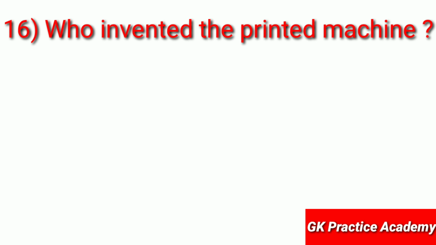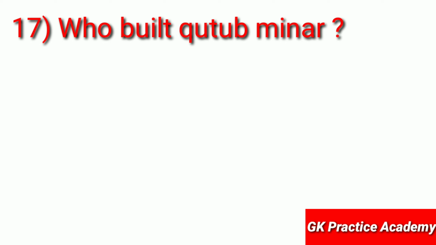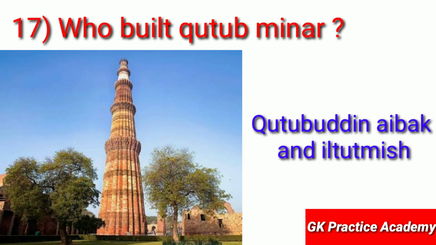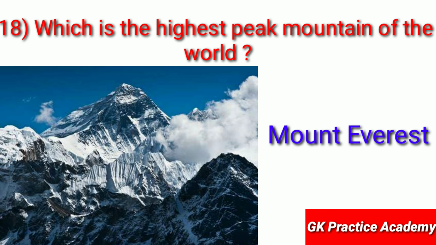Who invented the printing machine? Answer is Johannes Gutenberg. Who built Qutub Minar? It's a historic monument. Qutubuddin Aibak and Iltutmish. Which is the highest peak mountain of the world? The answer is Everest, Mount Everest.